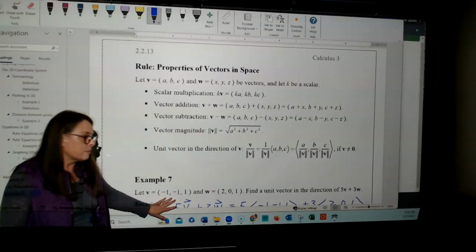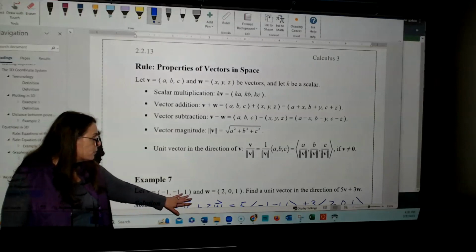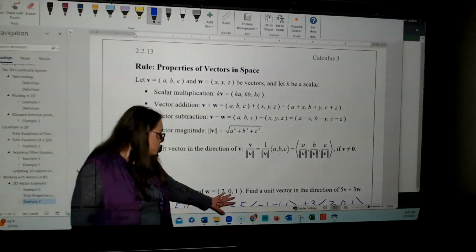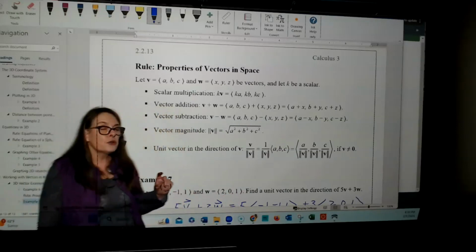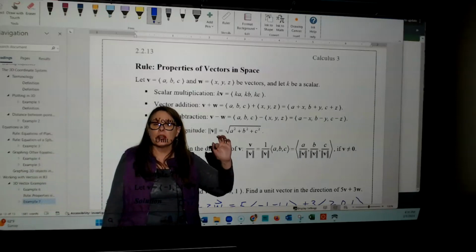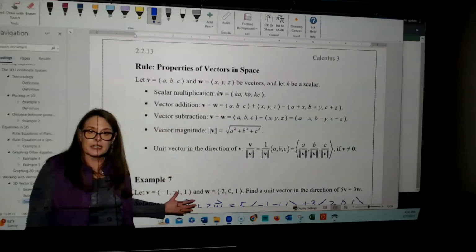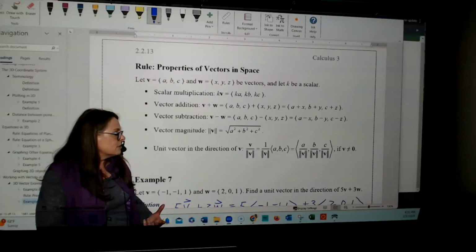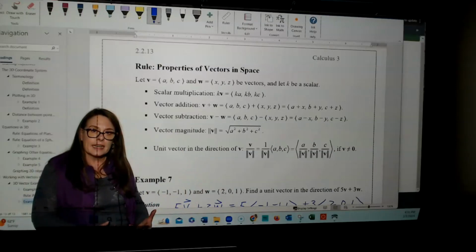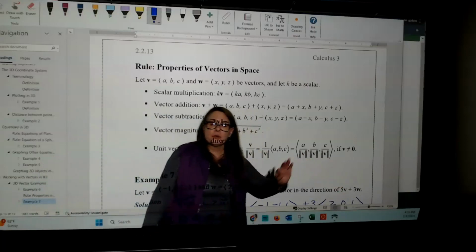So we have one last example to do, and this is going to be the vector v, which is -1, -1, 1, and the vector w, which is 2, 0, 1. We want to find a unit vector in the direction of 5v plus 3w. So not a unit vector in the direction of either one of these, but a unit vector in the direction of a combination of these. So we're multiplying each vector by a scalar in scalar multiplication first, then adding the vectors together. That will give us the vector 5v plus 3w.